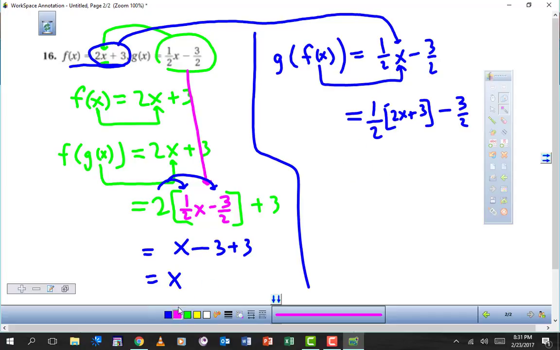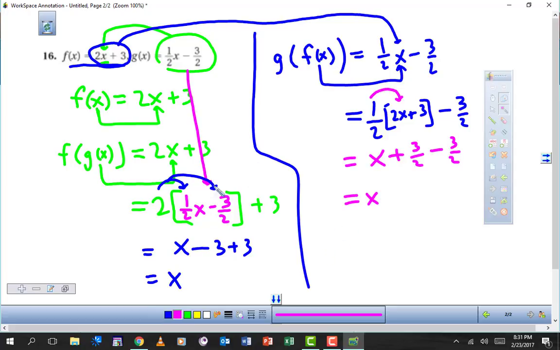Well, this time when we distribute 1/2 times 2x, 1/2 of 2, of course, is just 1. And then you have this x here, so you get x. And then you have 1/2 times 3. Well, that's a positive 3/2. And then, of course, you subtract 3/2 here. And so those subtract. And so this also is equal to x.